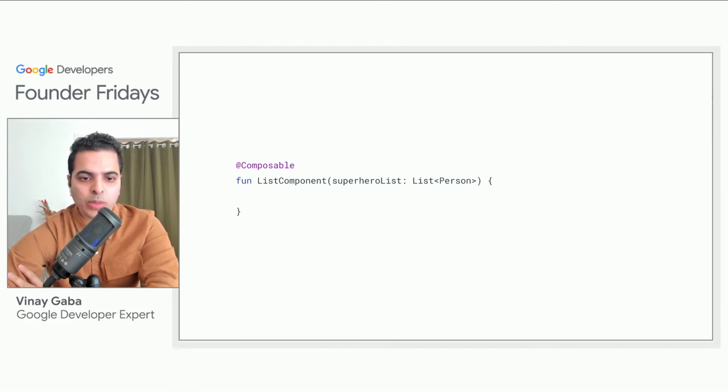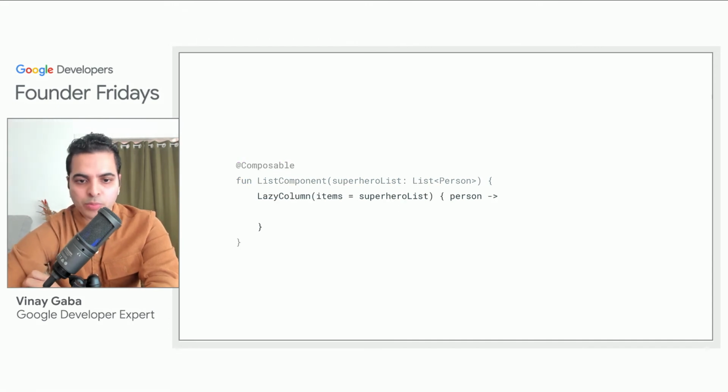So again, the way we start is identical. We create a custom function annotated with the @Composable, and I pass in the data that this function might need. In this case, I'm passing a superhero list to this composable function that I want to then use to render on the screen. And so I'm going to use the LazyColumn composable. I pass my data object to it.